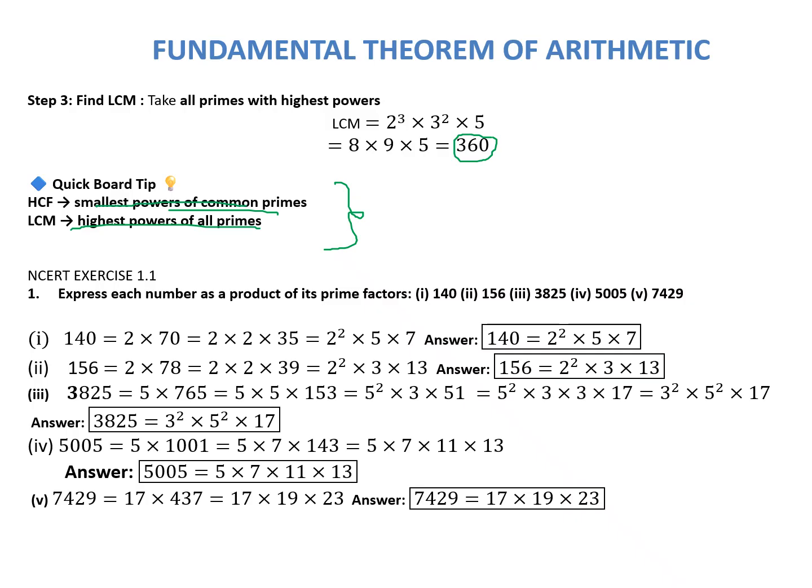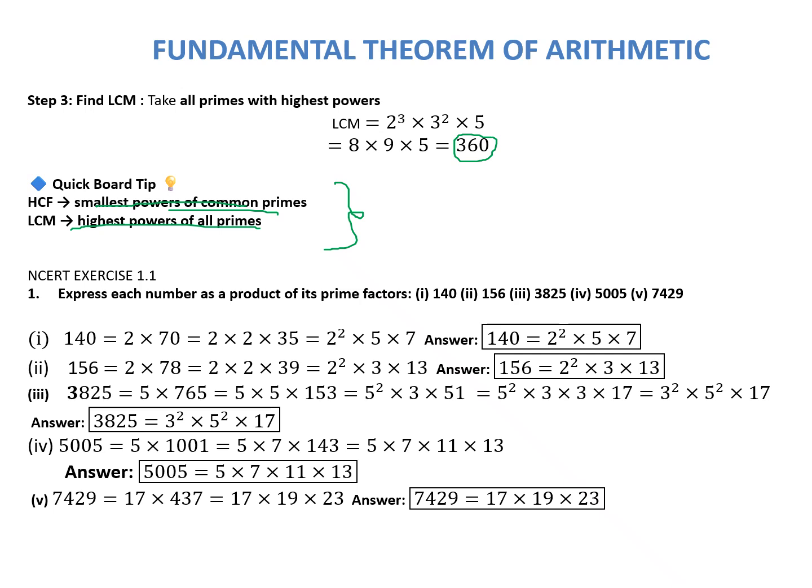Now we have a solution for the exercise for this particular theorem, which is exercise 1.1. We have to express 140, 156, 3825, 5005, and 7429 as products of prime factors. So for 140, when we do the prime factorization, our answer is 2 to the power of 2 into 5 into 7. For 156, when we do the prime factorization, this is the answer.